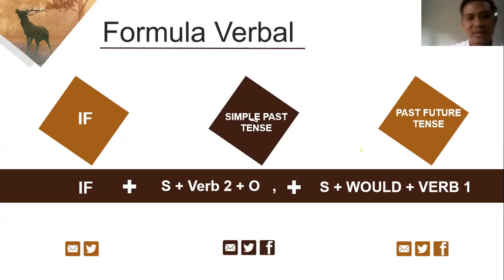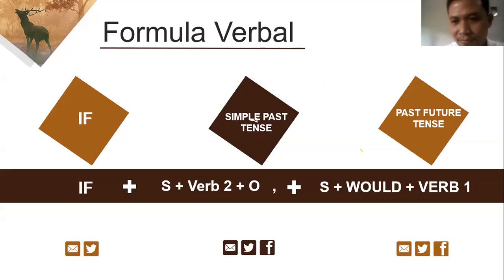If plus subject plus verb two, and an object, which depends on whether the verb needs an object or not. And then subject plus would plus verb one. This is the formula of the verbal sentence. Verbal sentence means the sentence has a verb. Okay, you got it? Any problem, any question? You can always ask me if you are having problem. Feel free. If not, we continue to the next.